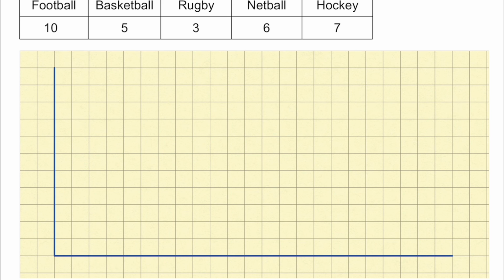So first thing I'm going to do, I'm just going to draw the axes labels on. So that's 2, 4, 6, 8, 10. I'm only doing 10 because I know the maximum number here is only 10. And then I'm going to start plotting this on. So the first thing I'm going to do is put football down and draw the bar. The next one I'm going to draw is basketball.